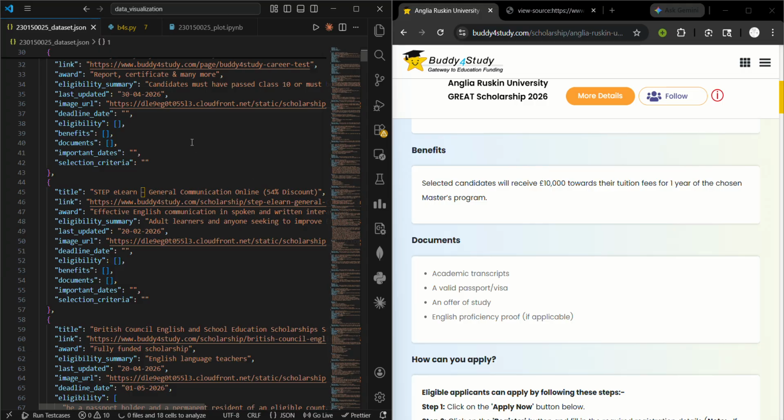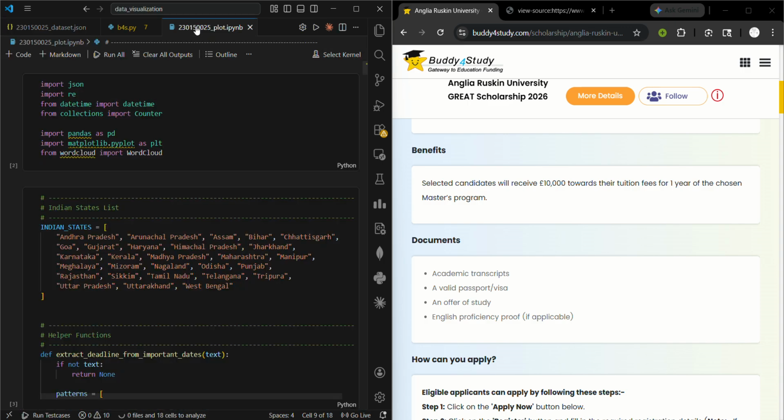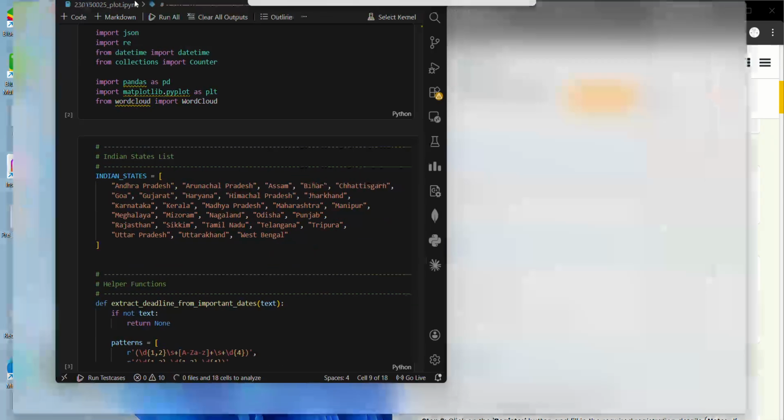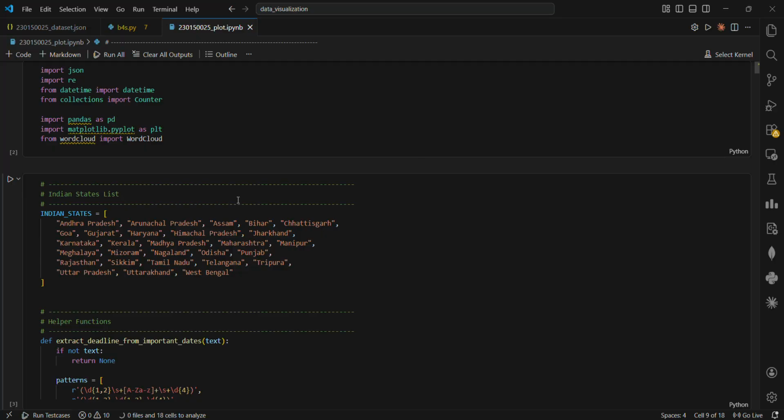After dataset creation, the JSON dataset was loaded into a Pandas data frame. During pre-processing, missing values were handled, data fields were standardized, award values were interpreted and categorized, scholarships were classified into domestic or international categories, and education levels such as undergraduate, postgraduate, and PhD were extracted. So let's see one by one what we did for each of the visualization.